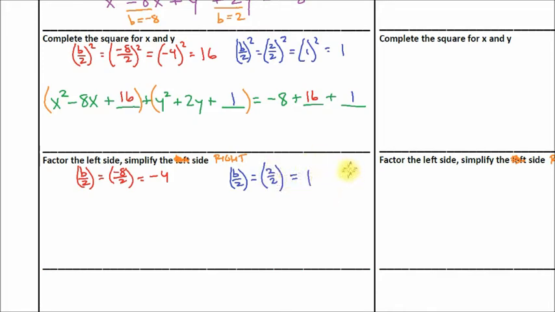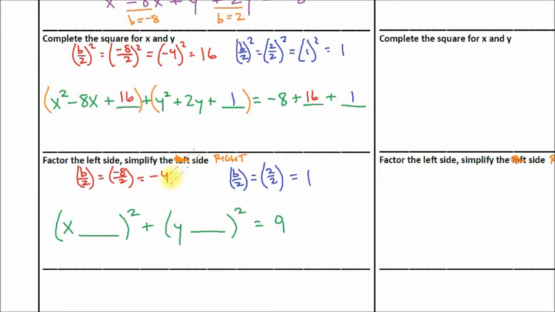2 over 2 is 1. So there's the numbers we'll use to actually factor. So let's factor. On this one, we've got x plus or minus some number squared plus y plus or minus some number squared equals negative 8 plus 16 plus 1. Negative 8 plus 16 is positive 8, plus 1 is 9. So that takes care of simplifying the right side.